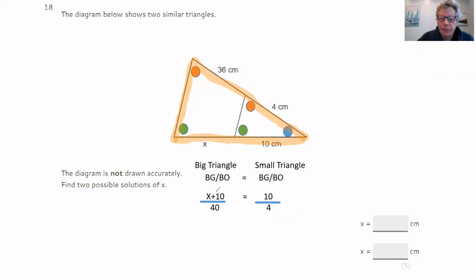Let's change the pen. To get rid of the 40 on this fraction, we're going to times that by 40. But what we do to one side, we have to do to the other. We end up with x plus 10 equals 400 over 4. I know 400 over 4 is 100. Then I take 10 off each side, so we get 90.